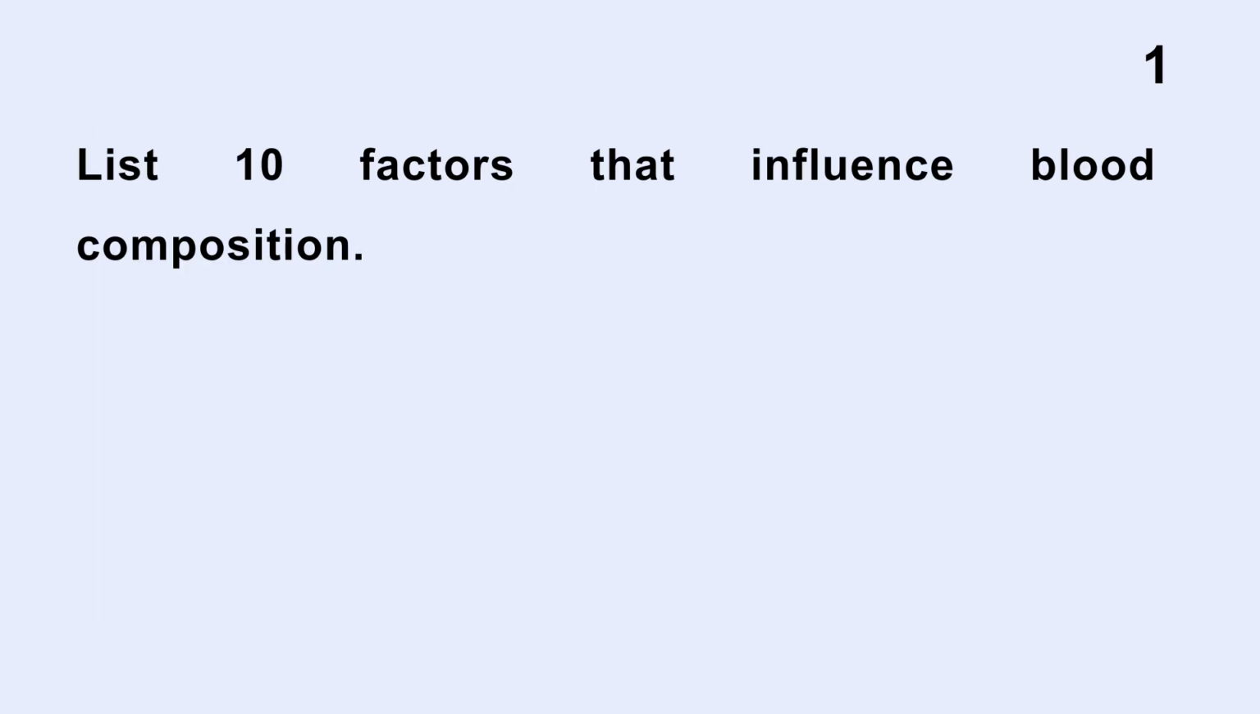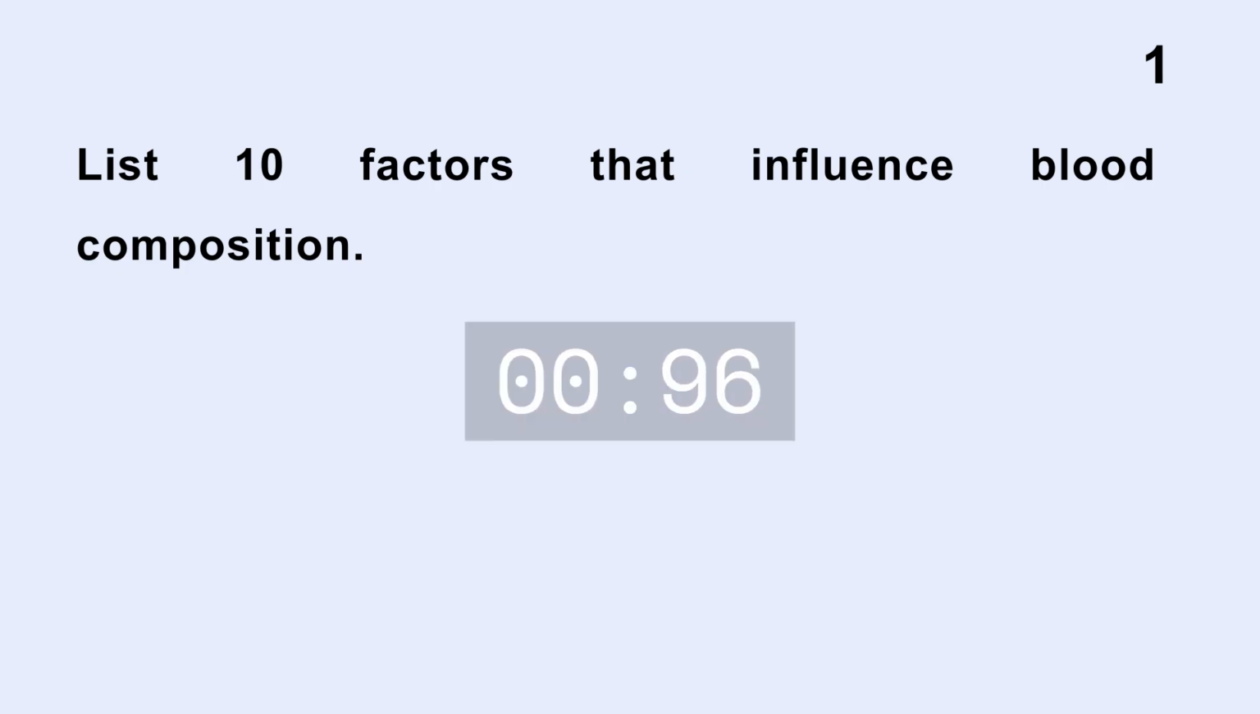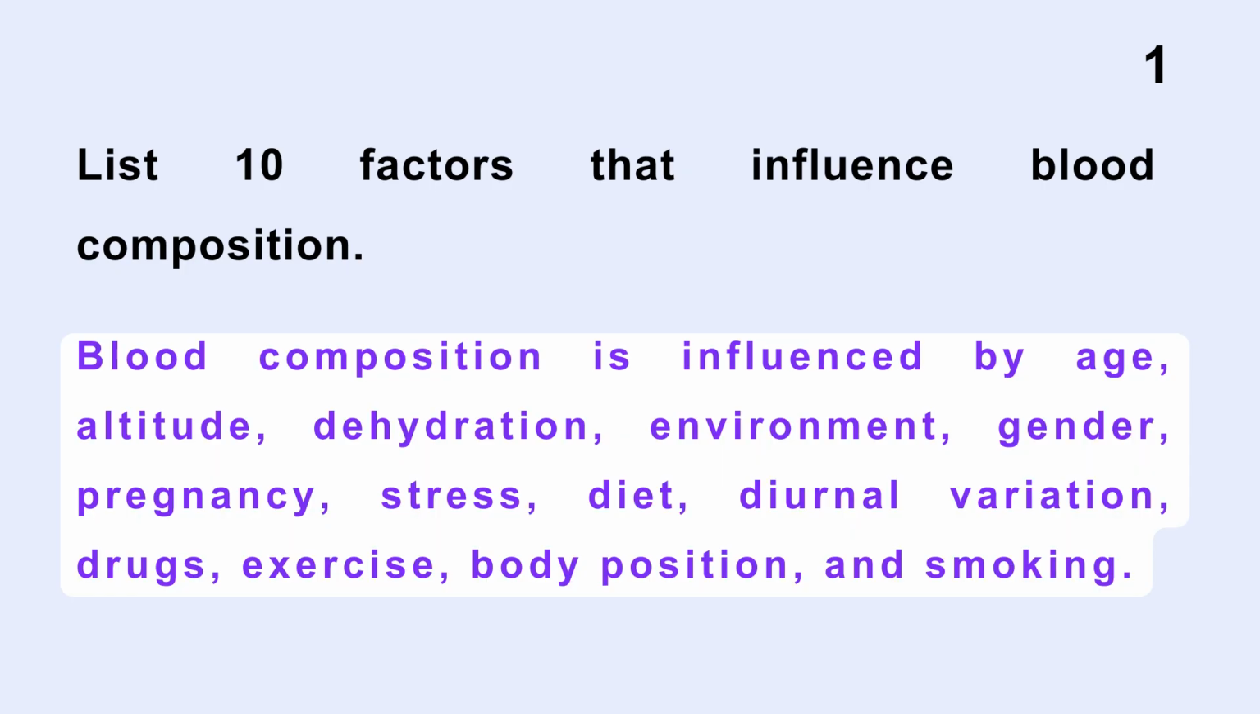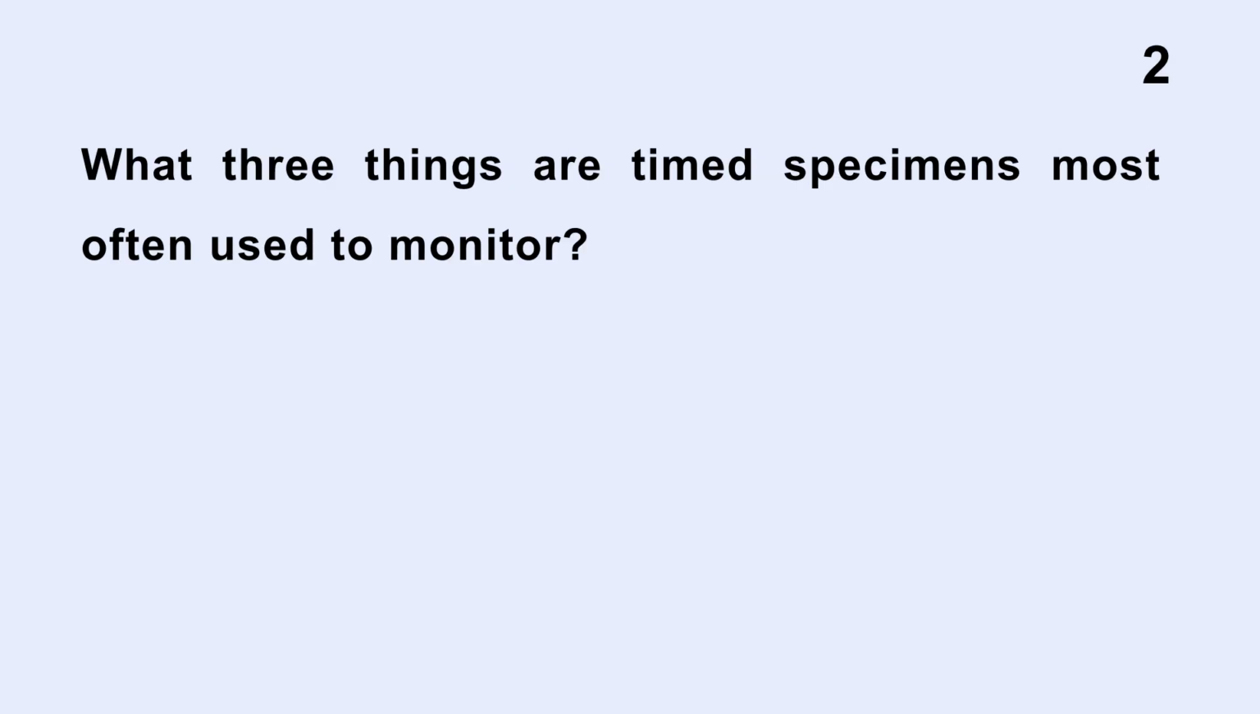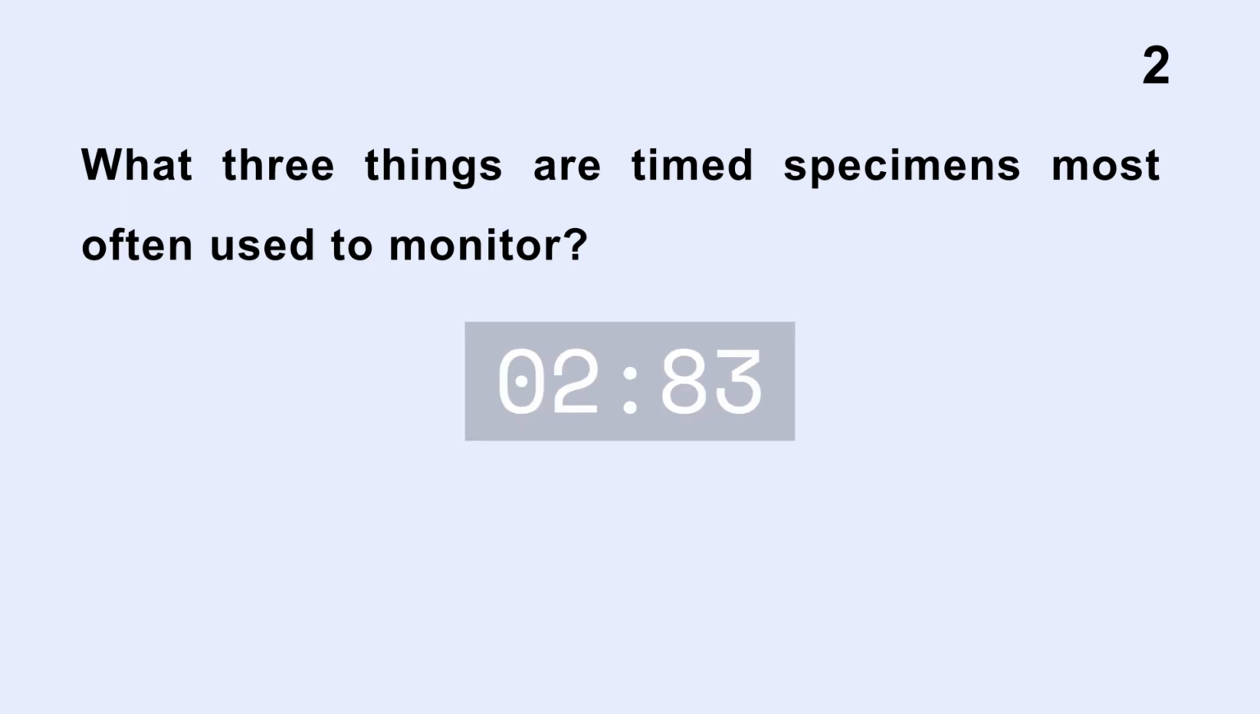List 10 factors that influence blood composition. Blood composition is influenced by age, altitude, dehydration, environment, gender, pregnancy, stress, diet, diurnal variation, drugs, exercise, body position, and smoking. Number 2. What 3 things are timed specimens most often used to monitor?